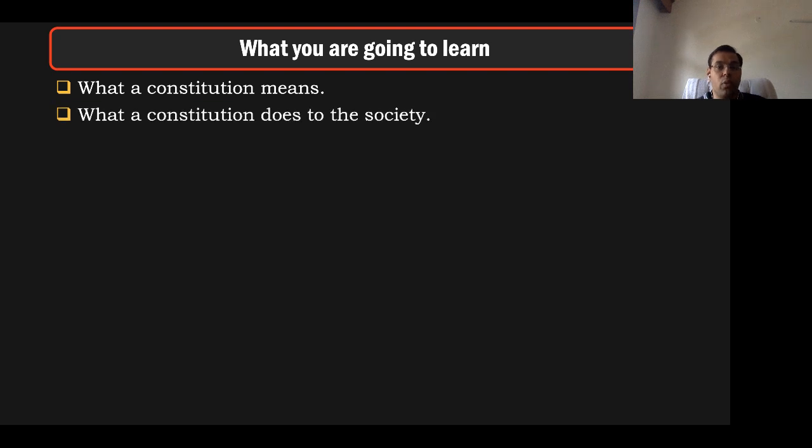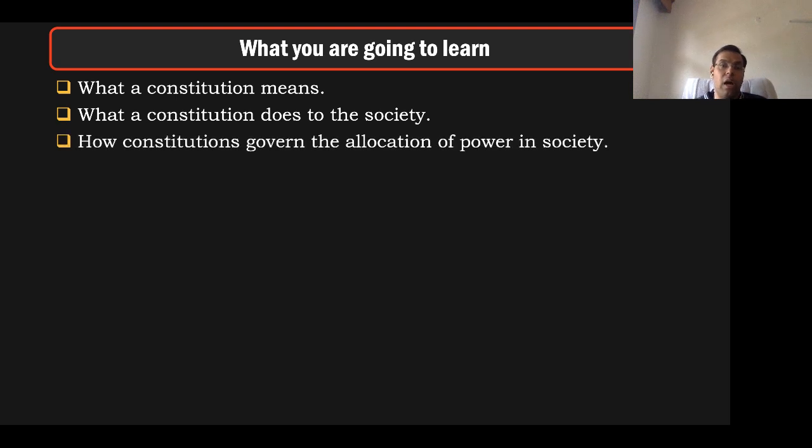Followed by that, what a constitution does to the society. Question number two, highly important. How am I going to see the make of the constitution? How am I going to see how the constitution as a document would affect me in person? How would I be affected? I need to see that. So, how does it affect the society? What does a constitution mean? If a constitution is enforced, how does it affect the society?